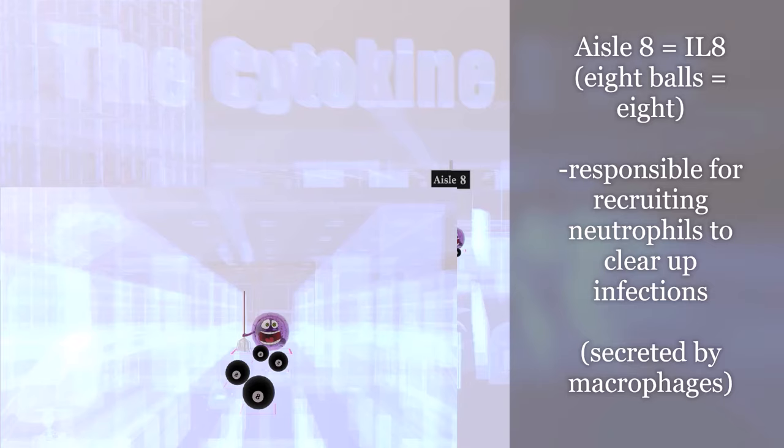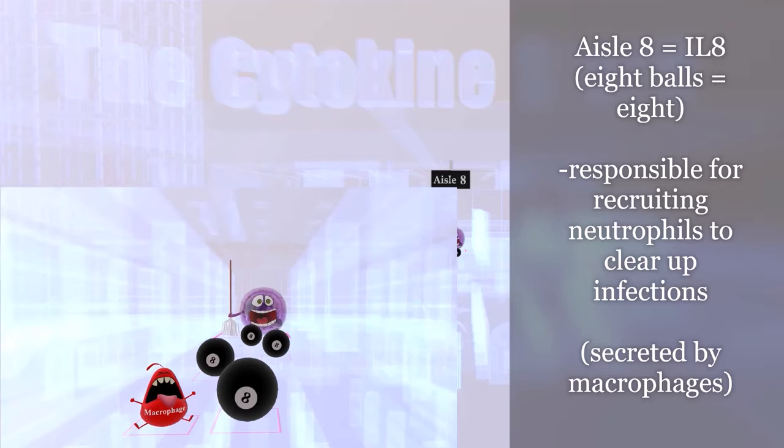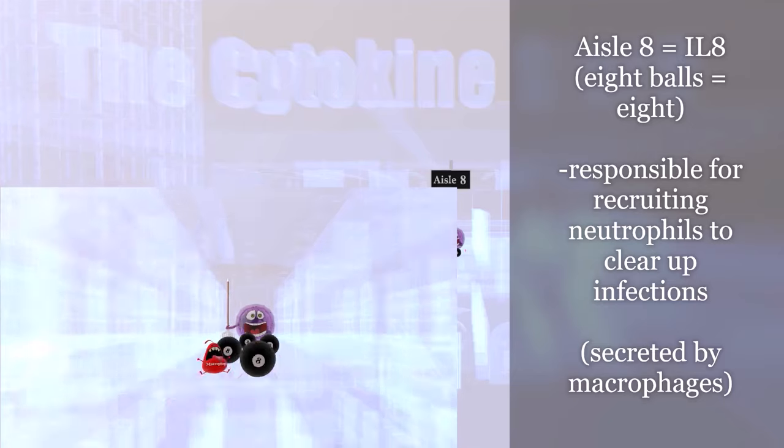So this neutrophil janitor over here, who's really upset that he needs to clean up the mess in IL-8, reminds us that IL-8 is responsible for recruiting neutrophils to clear up infections. And the macrophage that we see, who is really scared over here because he's worried he's going to be cleaned up by the neutrophil, reminds us that IL-8, just like IL-1 and IL-6, is secreted by macrophages.